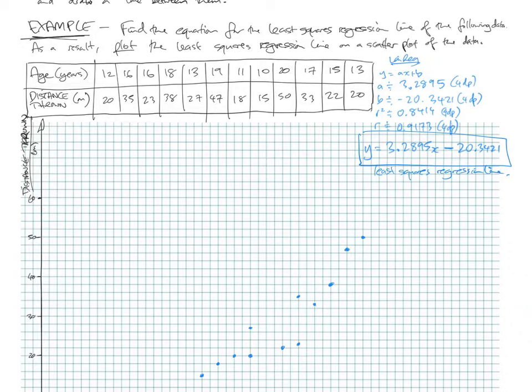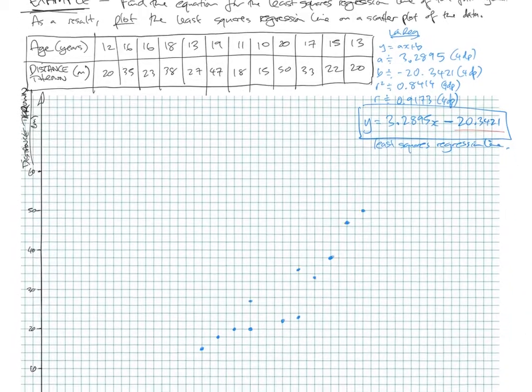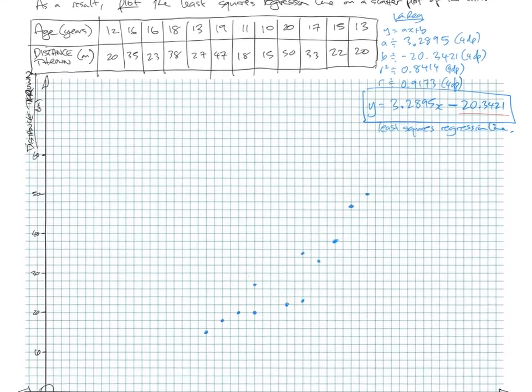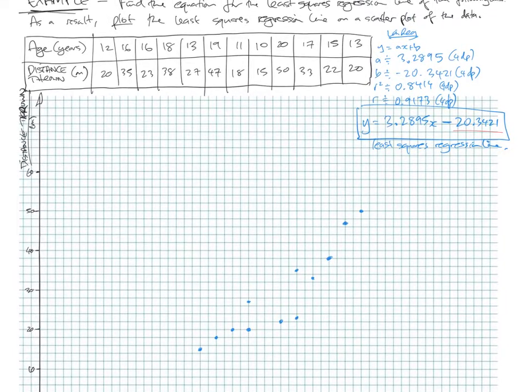Now that I've got the equation of the least squares regression line, I need to find points on it so that I can plot it. So, firstly, what I could do is substitute a point in. I'm not going to substitute 0 in because I can see already that I would have a negative 20.3421 on the y-axis, and I don't have that drawn. So I'm going to have to start somewhere else. So I'm going to start off with 10. So I'm going to plot the point when x is equal to 10. What is y going to be according to this equation?